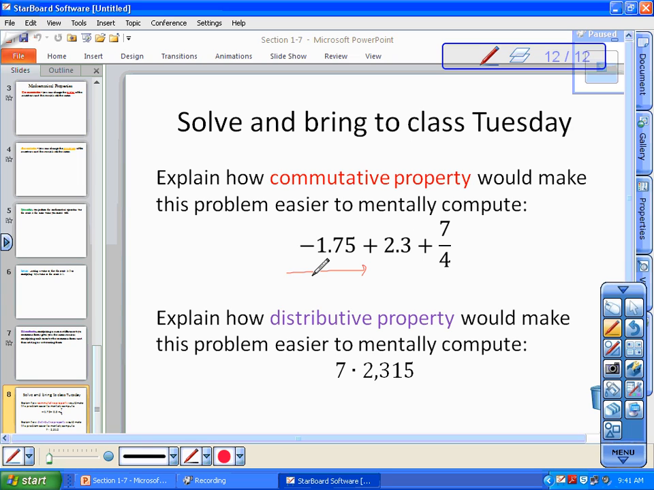And the final problem I would like you to consider and bring to class with you on Tuesday is: explain how the distributive property would make this problem easier to mentally compute. So again, I know that you can probably use some scratch paper and a pencil to come up with this answer, but what I'm really looking for here is how can we do it in our heads without needing to borrow scratch paper and pencil.